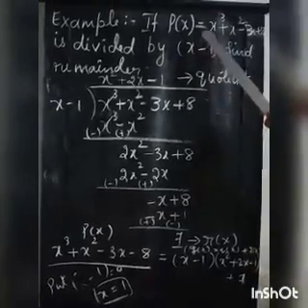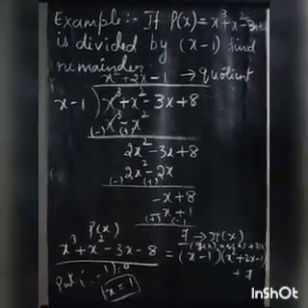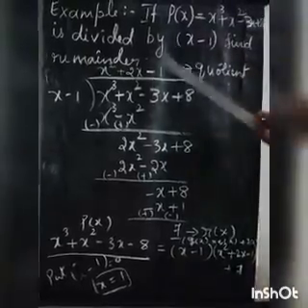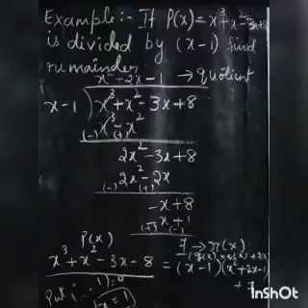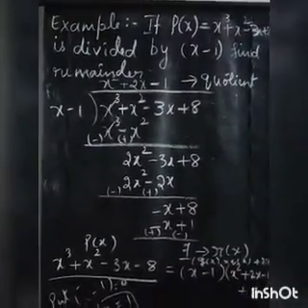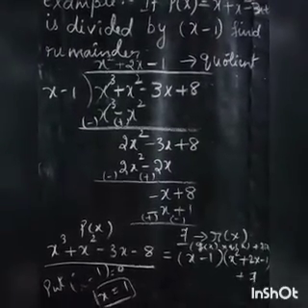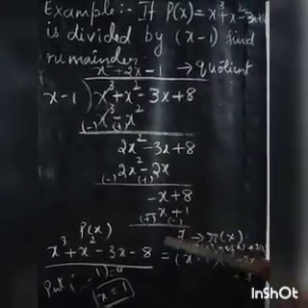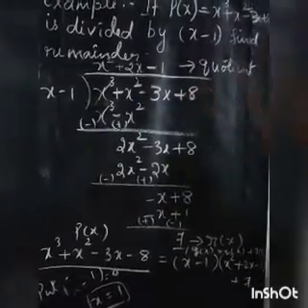See this example. If p of x is x cube plus x square minus 3x plus 8, and it is divided by x minus 1, find the remainder. Here also they have given p of x and the divisor, so you have to find the remainder. If they give such problems, we usually use the long division method. Using long division, we find the remainder as 7 and the quotient as x square plus 2x minus 1.